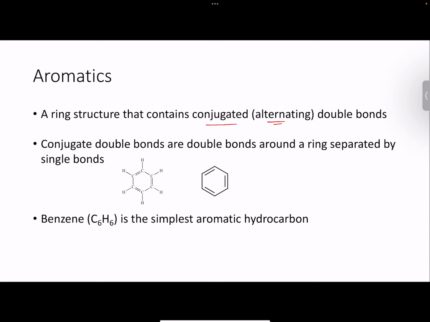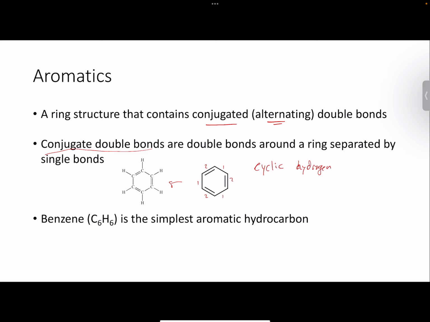Okay, conjugated double bonds are double bonds in a ring structure separated by a single bond. So this is a cyclic hydrocarbon because it forms a ring. So aromatics are not straight chains, they're only ring structures. But you can see here we've got double bond, single bond, double bond, single bond, double bond, single bond. So this alternating pattern, you can see it a little bit better here in the structural diagram, is what's called conjugated double bonds. They alternate and it creates this pattern known as aromaticity.